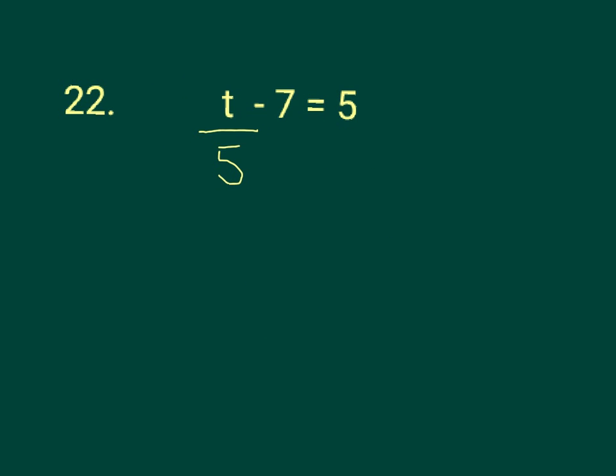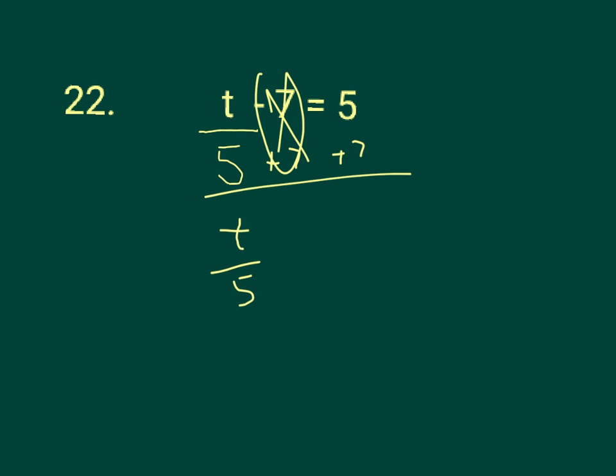T divided by 5 minus 7 equals 5. So I'm going to add 7 to both sides first. This would be a 0 pair, so that'll be 0. And I'm left with t divided by 5 equals 12. This is where sometimes pre-algebra students get a little confused about what to do with the 5 and the 12. But we're dividing by 5, so we want to multiply by 5 to undo that.